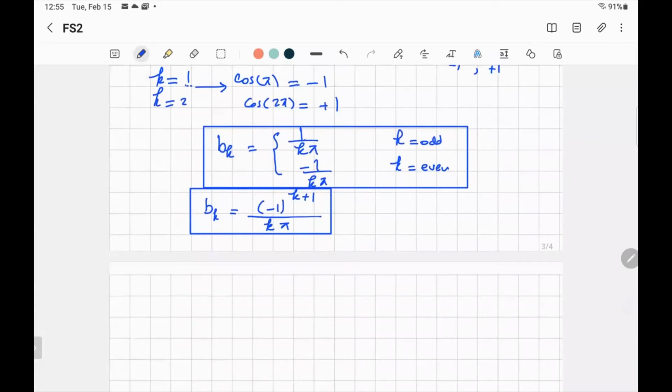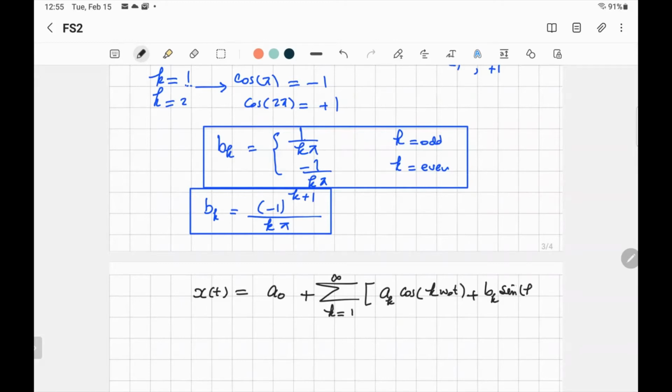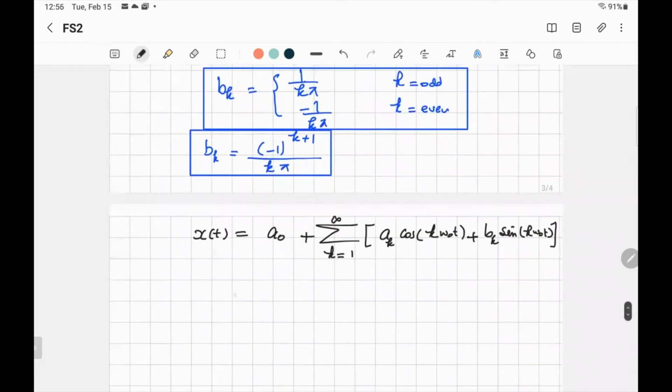What's next? The general formula for x of t expressed in terms of Fourier series. I will write it again. That's x of t in general. Any periodic signal that has finite energy can be expressed in this way: A naught plus sigma from k equal 1 to infinity of the first term, ak cosine k omega naught t plus bk sine k omega naught t. That's the general expression.